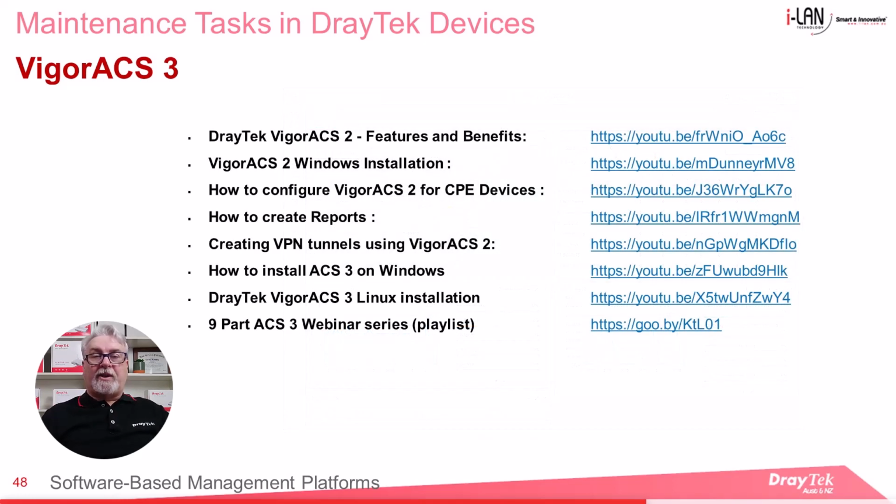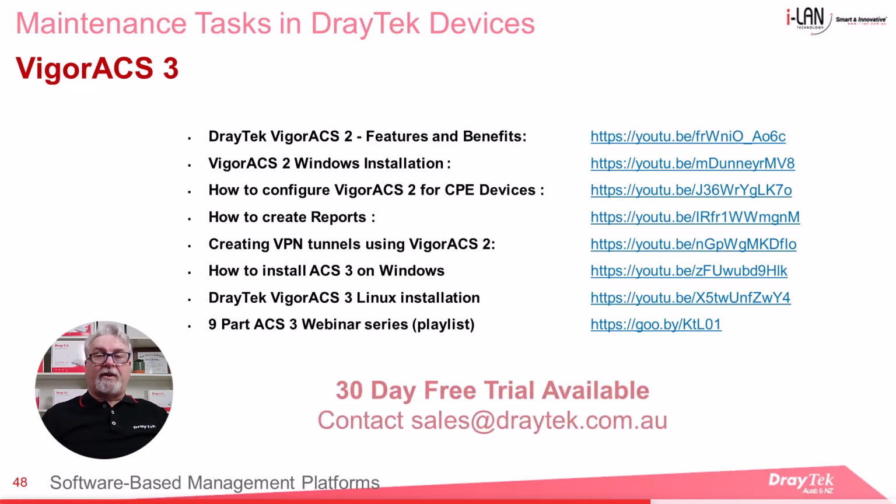We won't go into more detail than that for now, but if you're interested, more information is available in a number of videos listed here covering several topics. If you wish to try VigorACS 3, there's a 30-day trial available. If you're located in Australia, you can send an email to sales@draytek.com.au so a trial account can be set up for you.